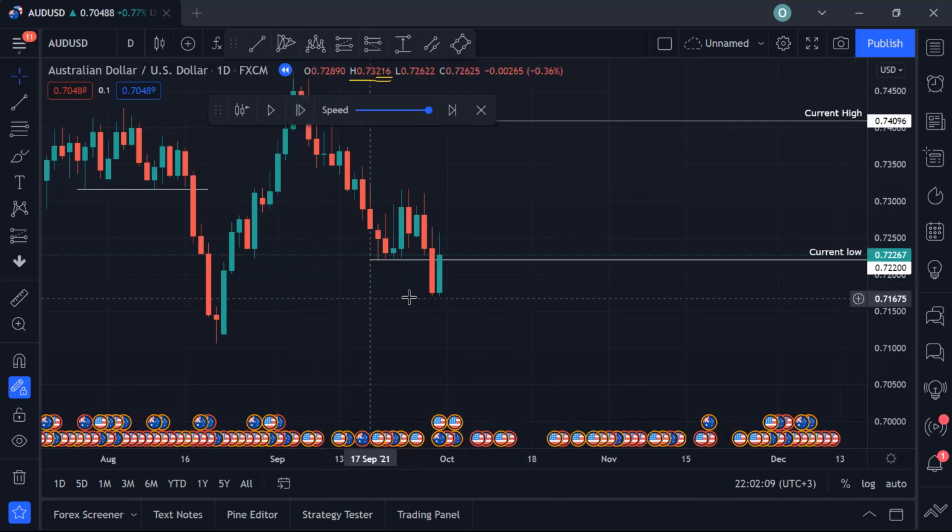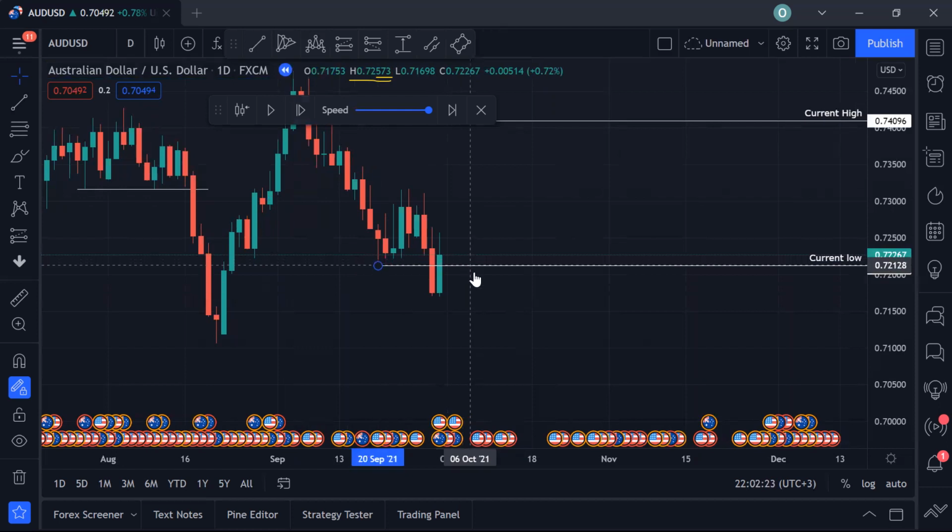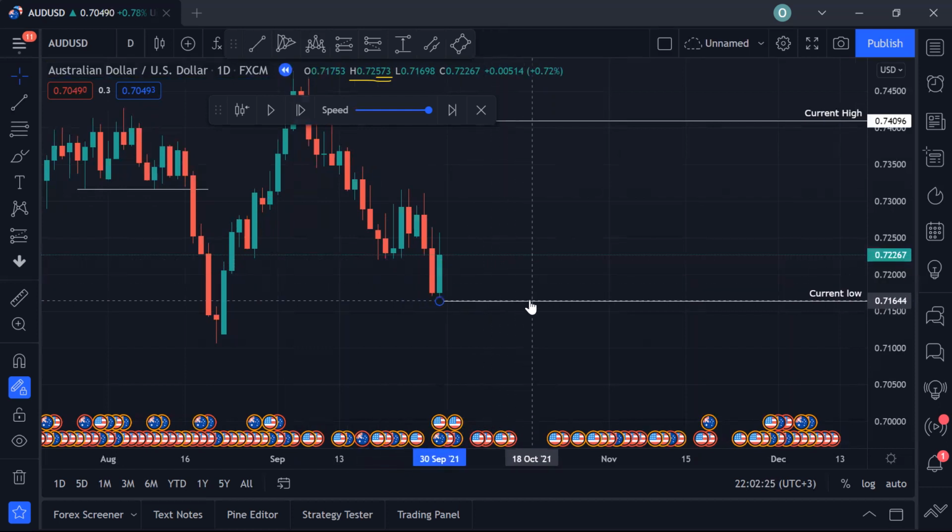I think it's a counter trend. I don't know. Let me see. This is 703, and this is 698. So this one is lower than that. So it's not a counter trend. It is actually the market moving lower.